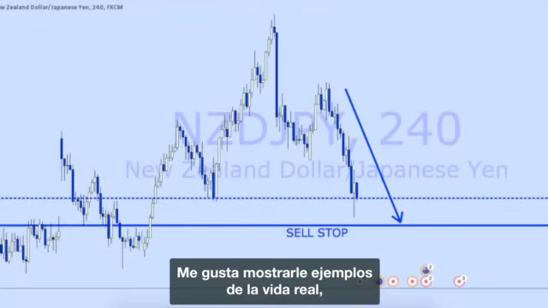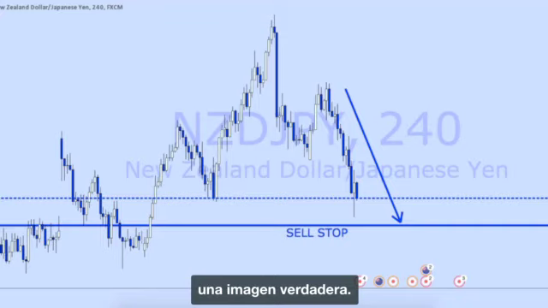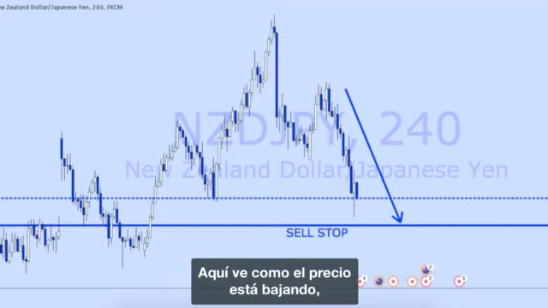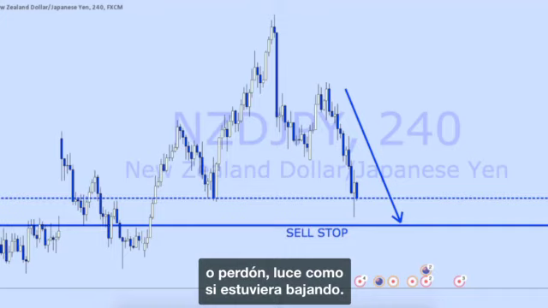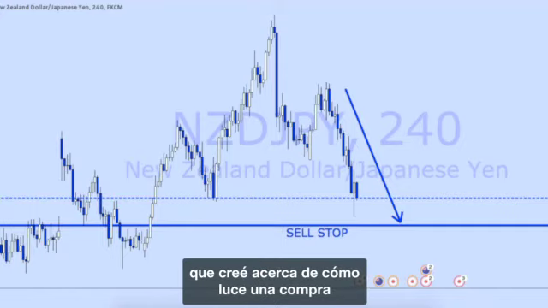I'm big on showing you real life examples. So, it's always easy to show a really pretty picture of a perfect drawing. So now I want to show you an actual picture. So you see here how price was going down, it looks like it's going down. And hopefully you understand what a sell looks like, what a buy looks like. If you don't, please go back and check out my video that I created on what a buy looks like, what a sell looks like.